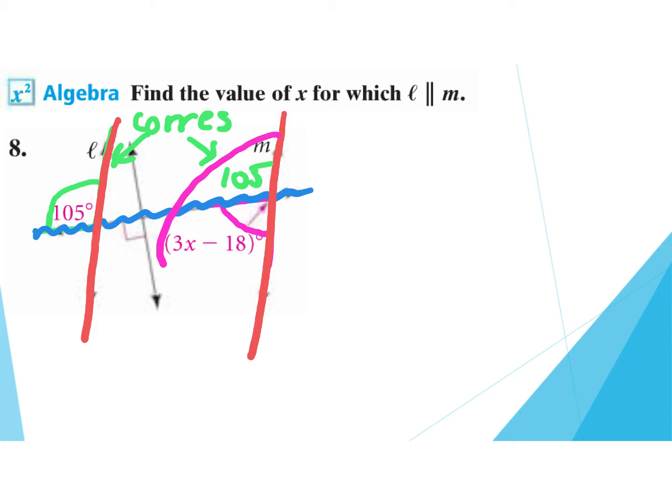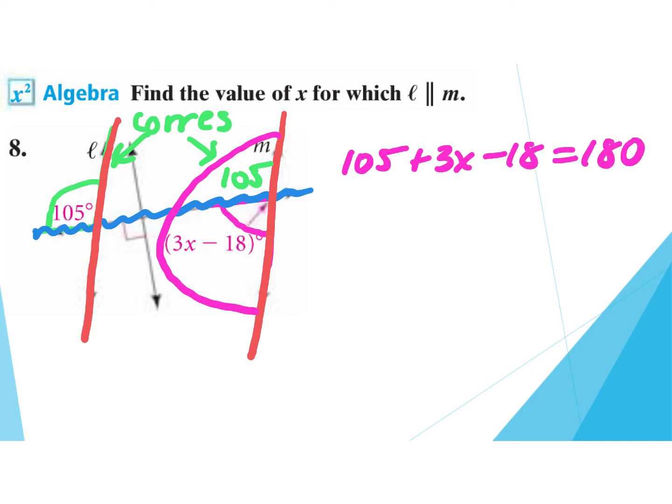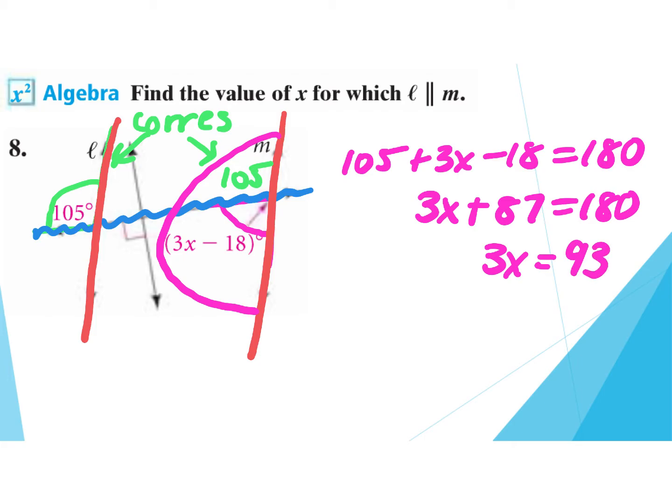And then from here, I could actually write an equation to solve. So I could say this whole thing should add to 180. So 105 plus 3x minus 18 should equal 180. So if I were to solve this, I'd have 105 minus 18, which would give you 3x plus 87 equals 180. So I have 180 minus 87 gives you 93. So this means that we would want x to equal 31.